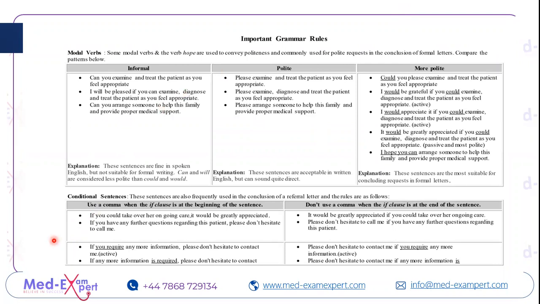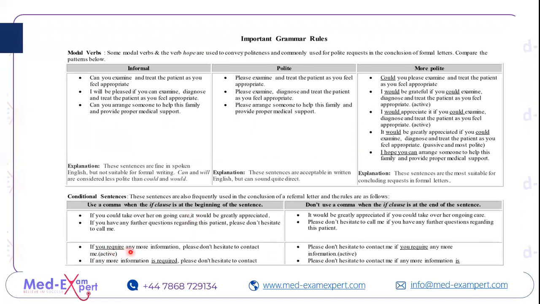Okay. Next, there are some rules of using commas in conditional sentences. Now, if we have a sentence, for example, if you could take over her ongoing care, it would be greatly appreciated. If is at the start of the sentence, so you'll use a comma after one clause. If it is in the middle of the sentence, you'll not be using a comma. It would be greatly appreciated if you could take over her ongoing care. So if is present in the middle, no comma, and if at the start, a comma after the first clause.